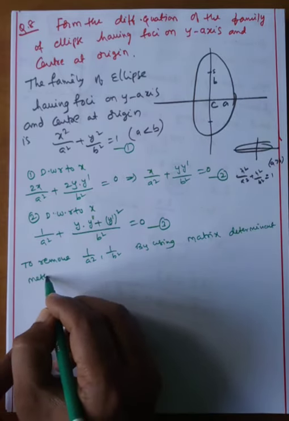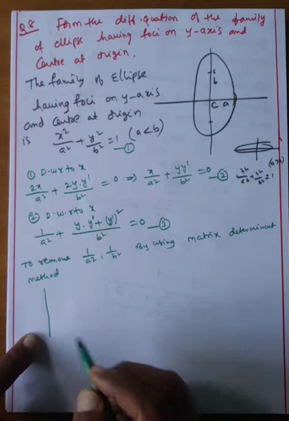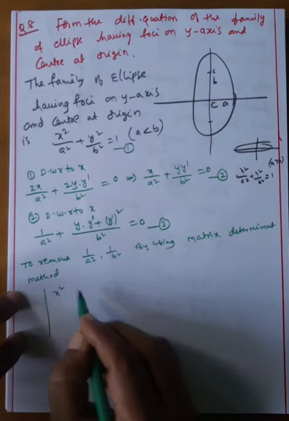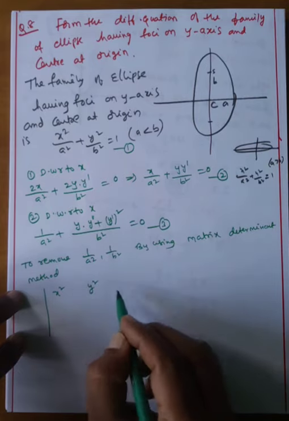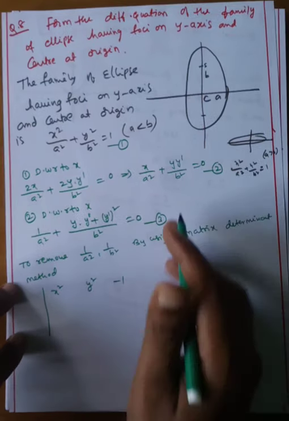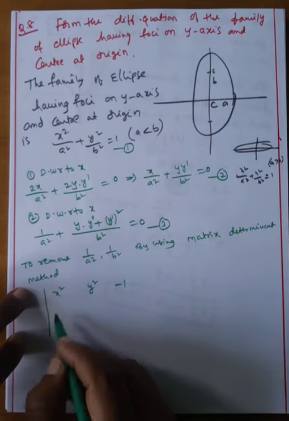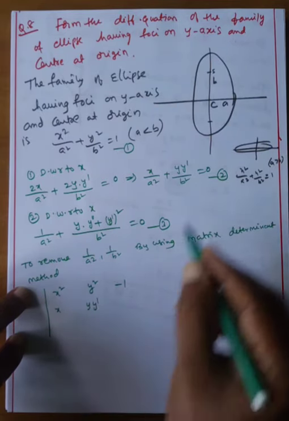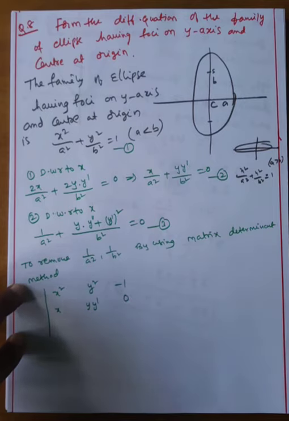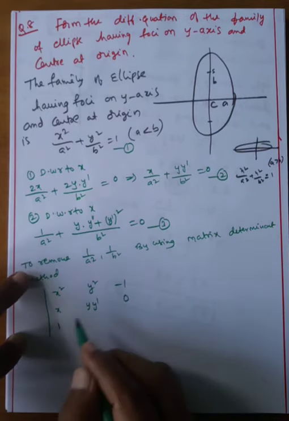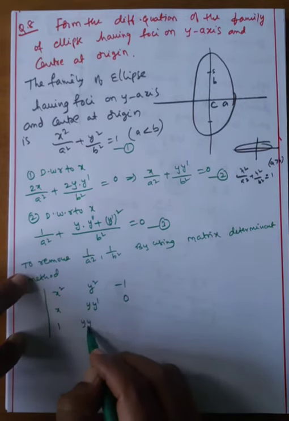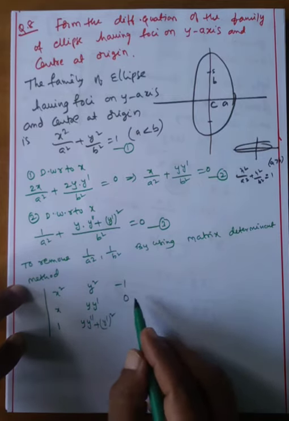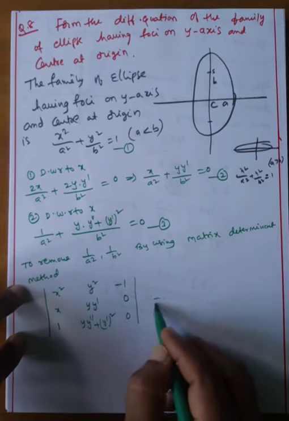Okay, my dear students, now the determinant. First row: 1 by a square coefficient of x square, 1 by b square coefficient of y square, constant on this side is minus 1. Next row: 1 by a square coefficient of x, 1 by b square coefficient of y dash, constant is 0. Next row: 1 by a square coefficient is 1, 1 by b square coefficient is y double dash plus y dash square. Now the constant is 0, that is equal to 0.